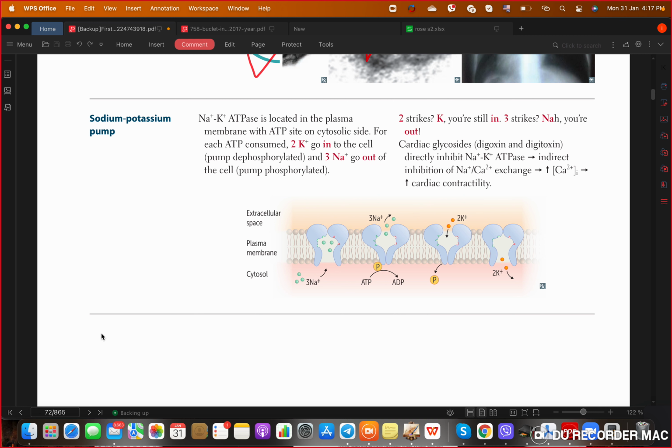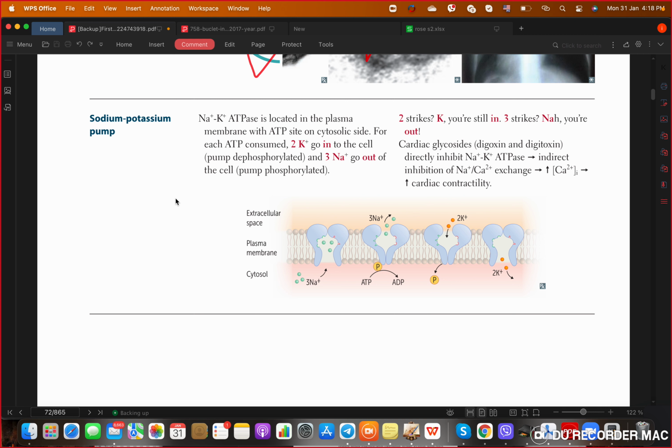So, sodium potassium ATPase is located in the plasma membrane with an ATP site on the cytosolic side. Well, that's logical because the ATP is made inside of the cell. Plasma membrane is where? What is plasma membrane? Like regular cell membrane? Yes, it's a phospholipid bilayer. So cell membrane is also called plasma membrane. Or is it because it's facing the blood? No, not like that. Plasma membrane is our cell membrane.